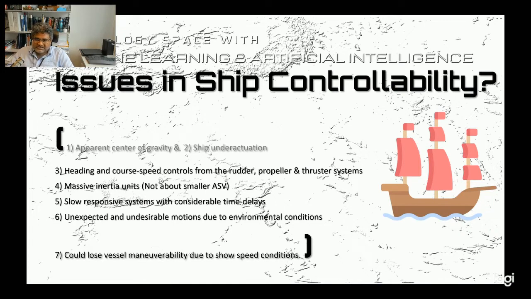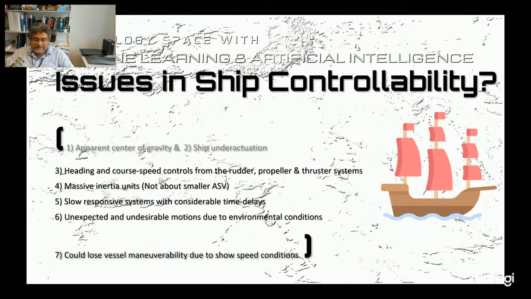So then these vessels are massive inertia units. I think this is what the mass is about. Having a larger mass will create this larger inertia, and we are not talking about the smaller autonomous surface vessels. We are talking about full-scale ocean-going vessels. So these massive inertia conditions can make challenges in controlling these vessels.